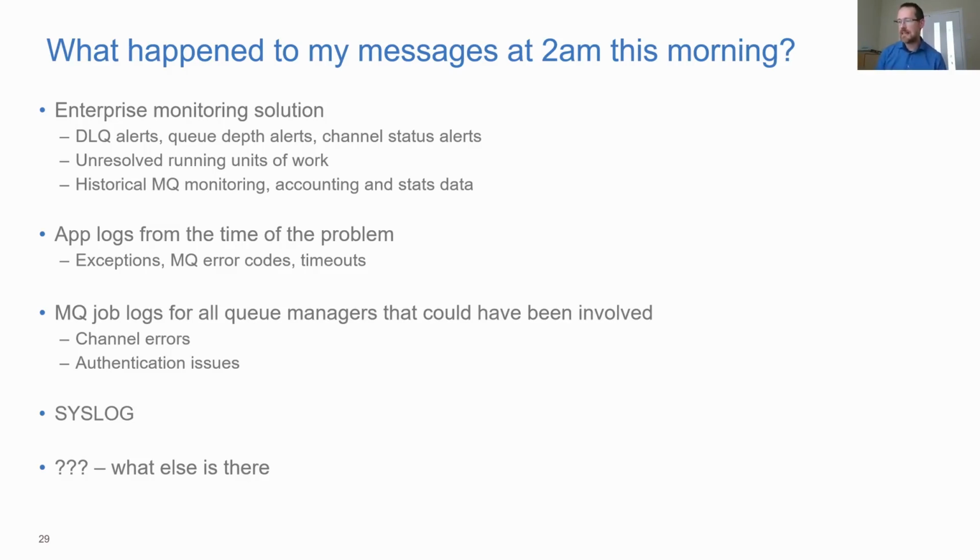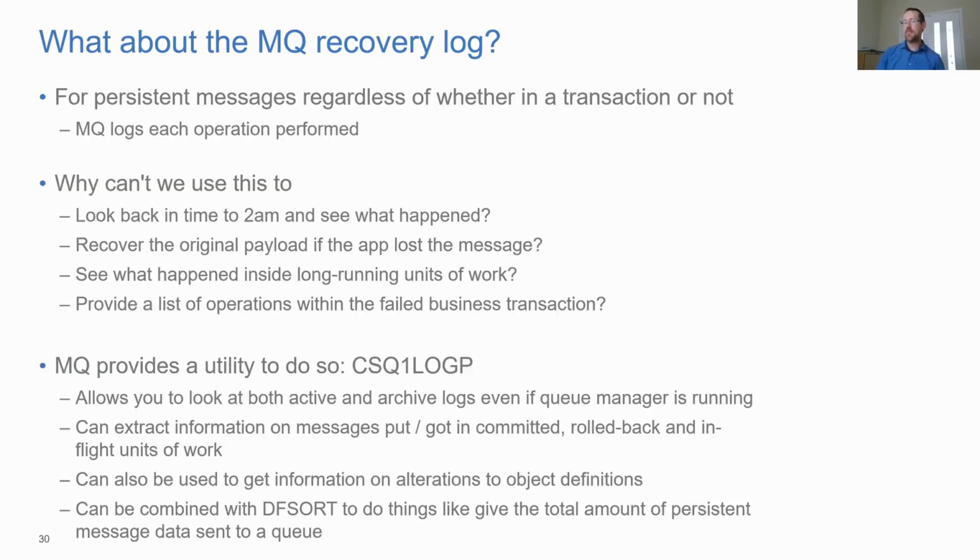But sometimes those aren't enough. What other data points could you use? Many times they are enough, but what else is there? And here we actually have the MQ recovery log. So if you think about it, persistent messages being sent into MQ are logged. That means we write them down when they get sent, and also we write down information when they get destructively got. And that's done with MQ for zOS, regardless of whether they're in a transaction or not.